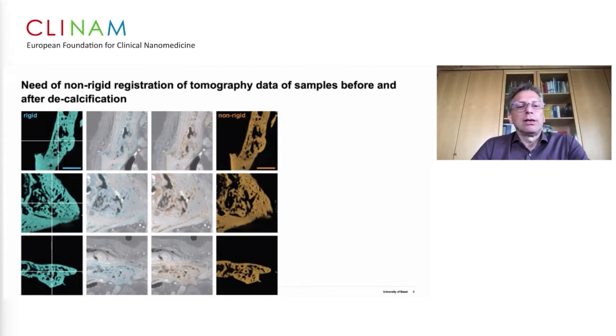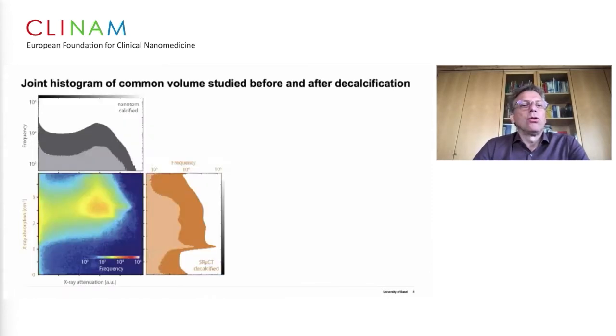And if one does the registration in a perfect fashion, then one can produce the so-called joint histogram or the bivariate histograms that combine the X-ray absorption from the synchrotron radiation-based data with the X-ray attenuation we have found from the data of a non-decalcified tissue within our lab source, nanotome. So for the nanotome, you see here the histogram or part of the histogram, and you see here the histogram of a slice I will show you later on.